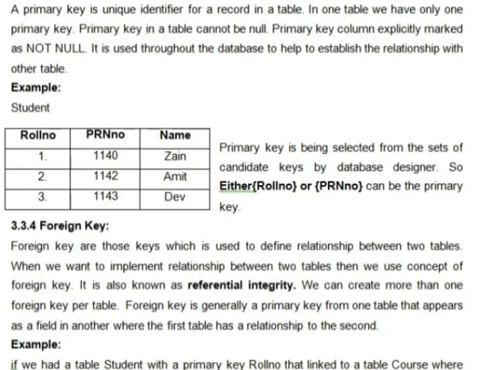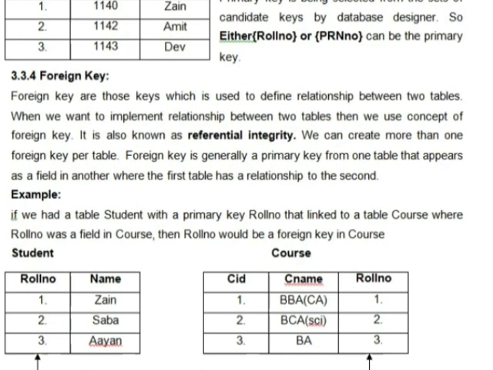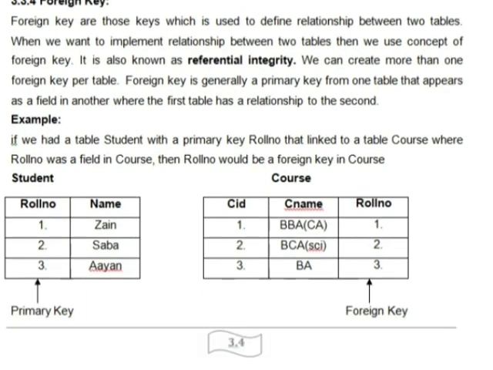Now next is foreign key. A foreign key is a key which is used to define the relationship between two tables. Whenever we want a relation between two tables, actually we require two important keys. One is the primary key which we saw just now and another is the foreign key. Foreign key is a key which is used for implementation of a relationship between two tables. It is also known as referential integrity.